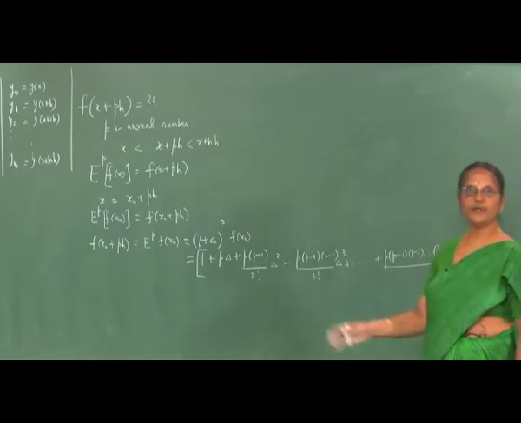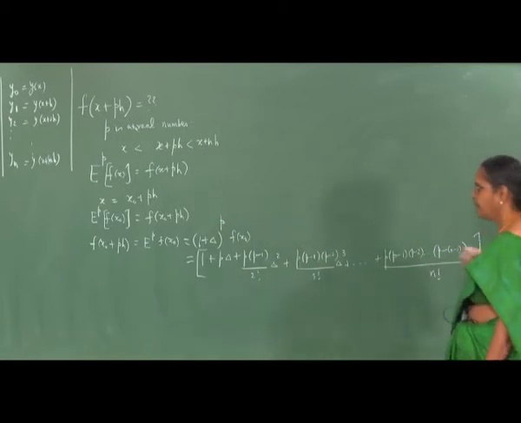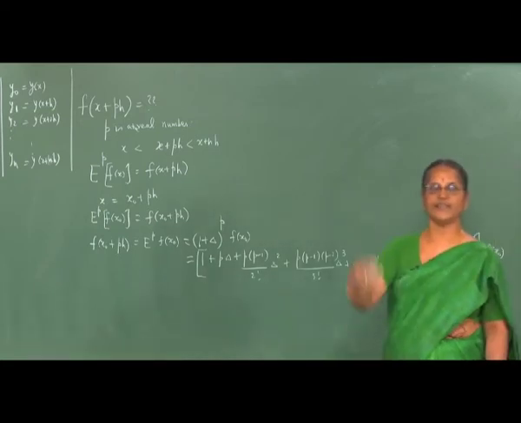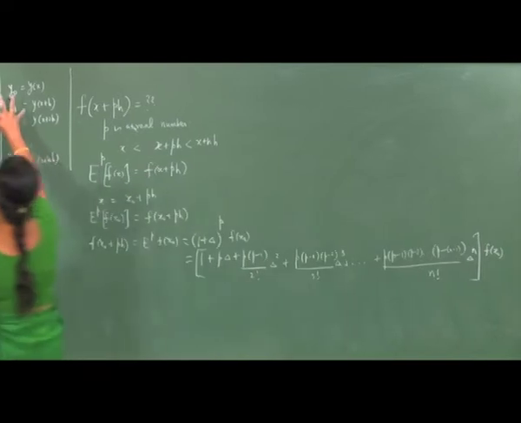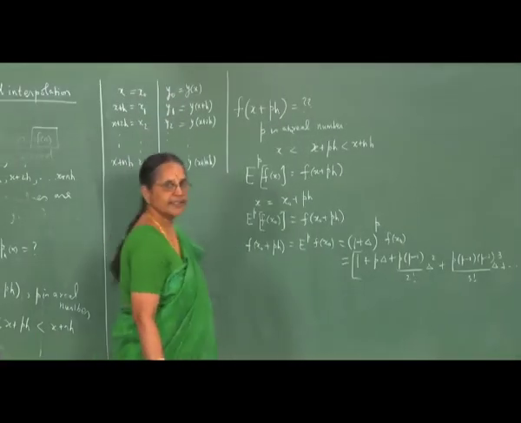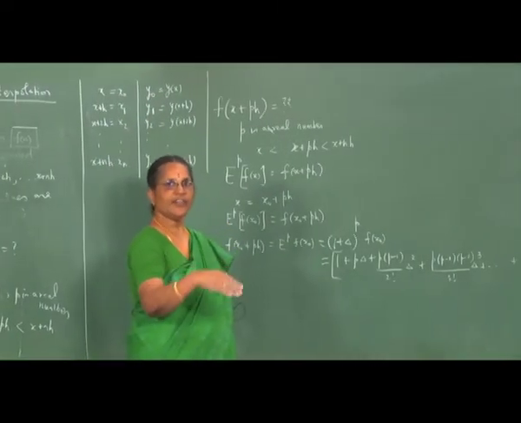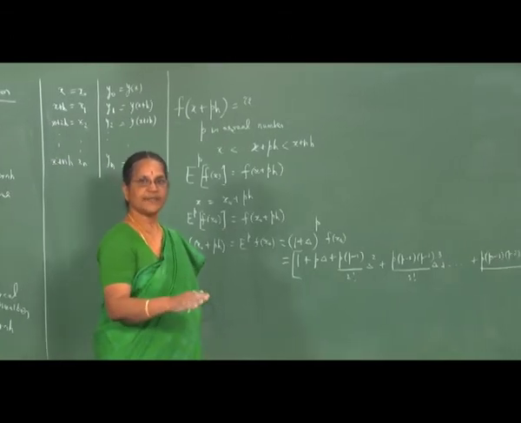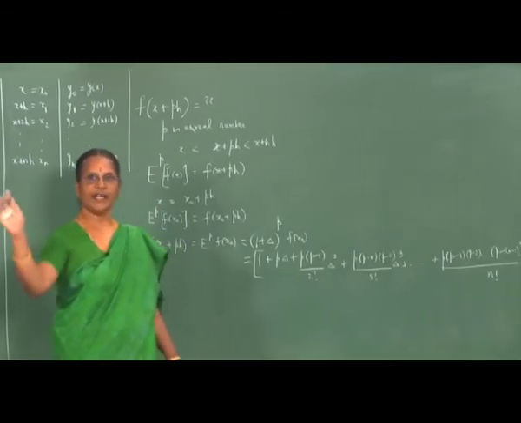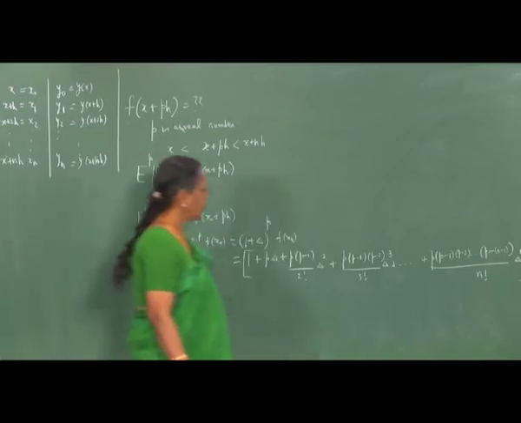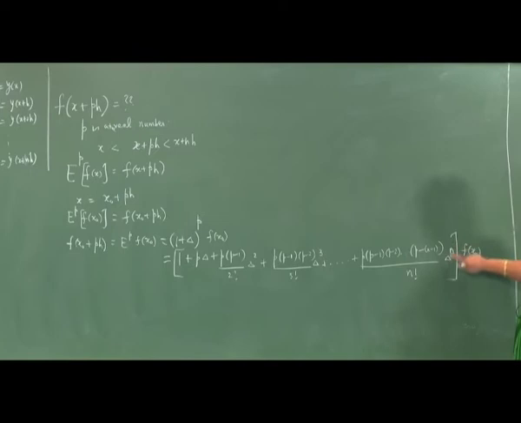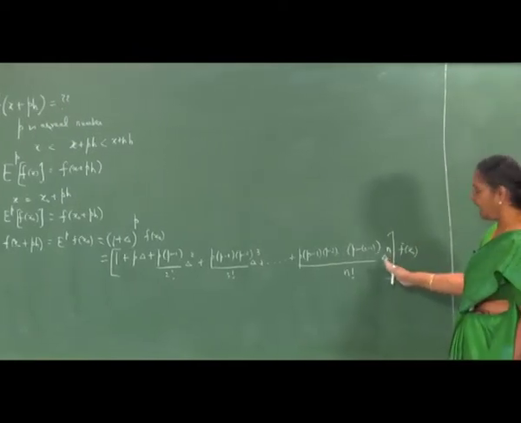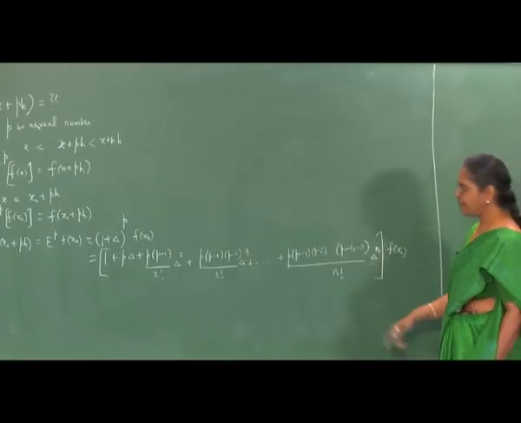So, you may ask me why I have stopped there. Here we make use of the result that we proved. We are given information at a set of n plus 1 points. So, the nth order difference is constant and n plus 1 and higher order differences are 0. Since the higher order differences are 0, I have stopped at the nth order difference here.